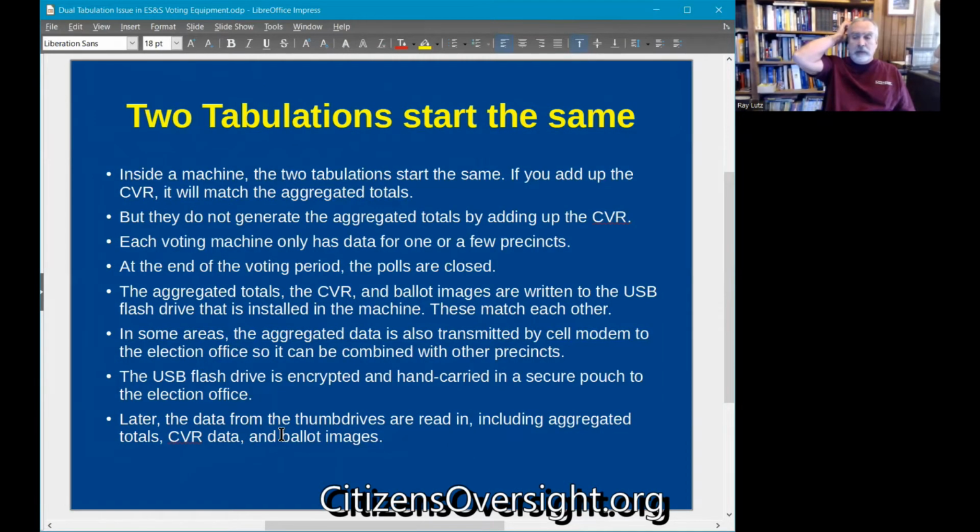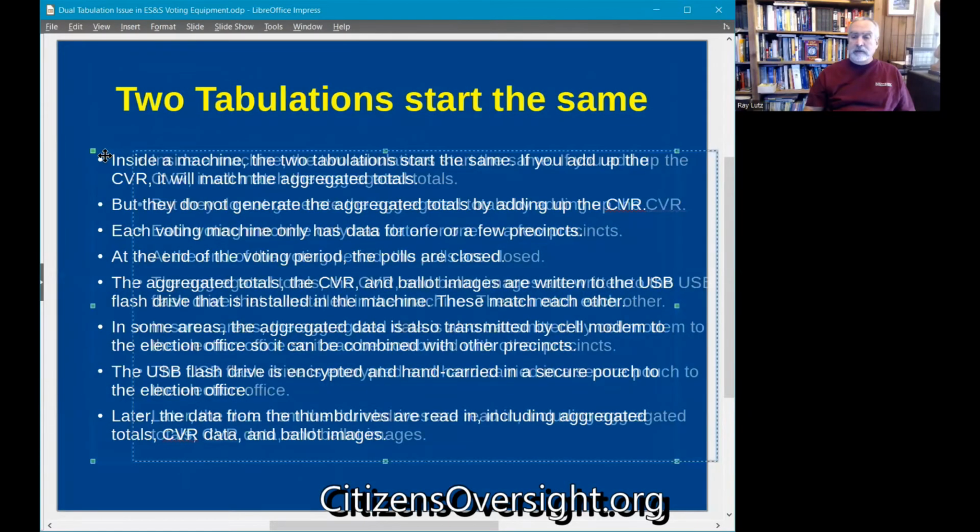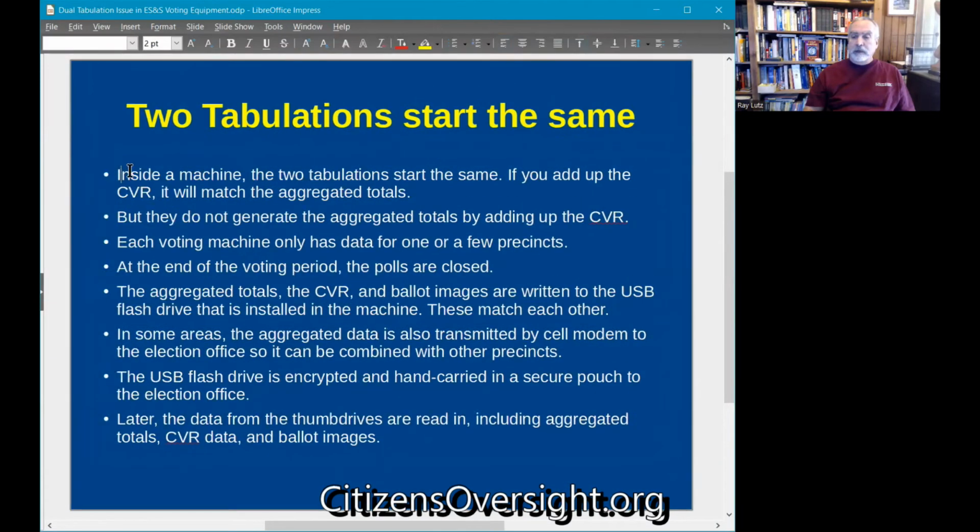Now, the two tabulations I'm talking about, the aggregated totals and the cast vote record, and the ballot images are kind of tied together. So if you get a cast vote record, you get a ballot image. Inside a machine, we haven't found any evidence that these two things differ. Okay, I kind of want to highlight here without moving things around. So if you asked, is this machine producing accurate results, you'd say, yeah, they are. That's not where the problem happens. It actually happens when they are transferred to the election management system.